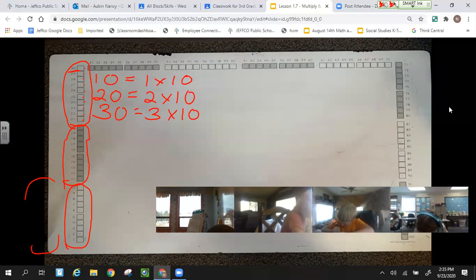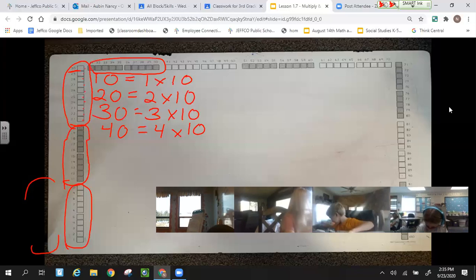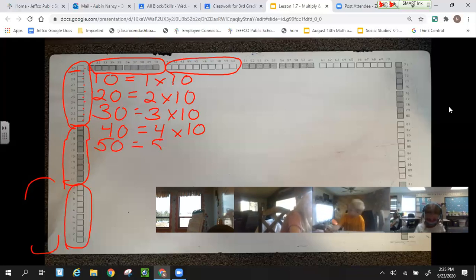All right, Henrik, after 30, what am I going to have? 40, which is 4 groups of 10. Lucas, my next group, what's it going to be? 50, 5 groups of 10. Lyric, after 50, counting by 10s, what's next? It has to be your other board. It's in your cubby, Charlie.